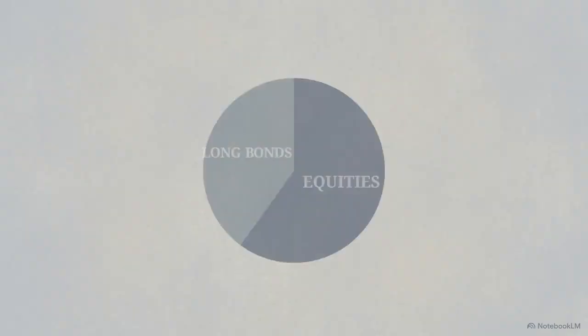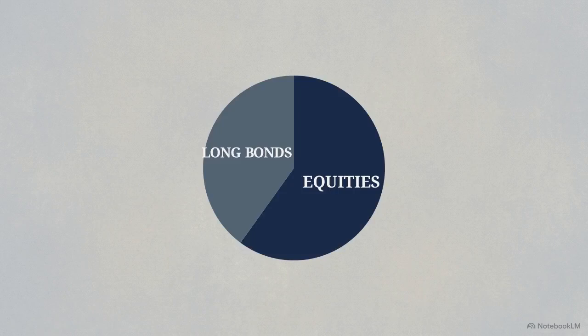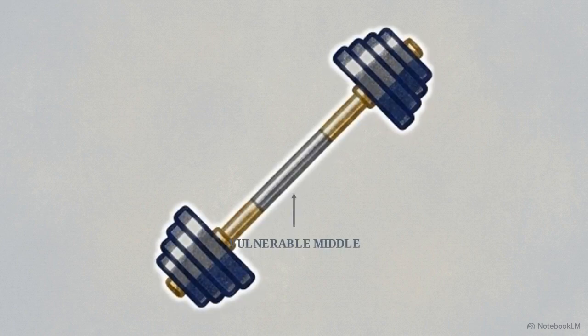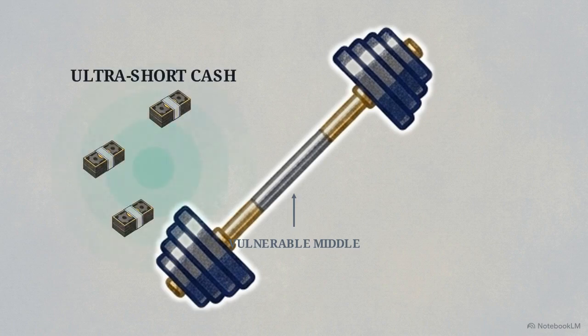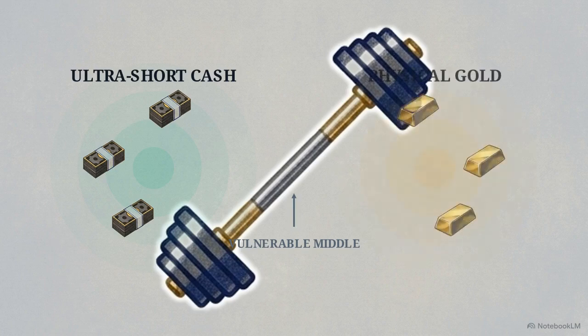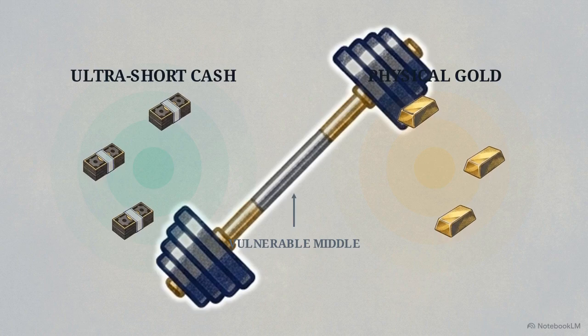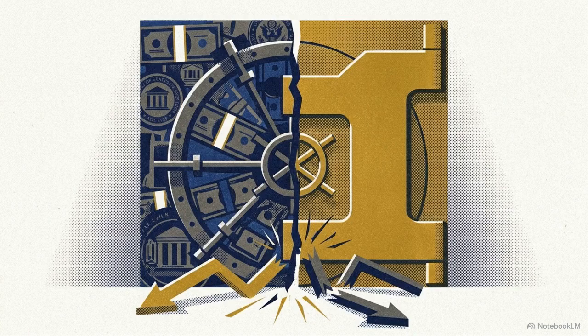This visualization shows why the traditional 60-40 portfolio is eroding. The middle ground, equities and long-dated bonds, face the same interest rate headwinds. Many investors are adopting a barbell approach. On one extreme, they hold allocations of ultra-short cash equivalents for immediate liquidity. On the opposite extreme, they hold physical gold and neutral reserve assets to protect against sovereign risk. This structure offers a complementary defense. The cash acts as a shield against short-term liquidity panics, while the gold protects against long-term systemic distrust.